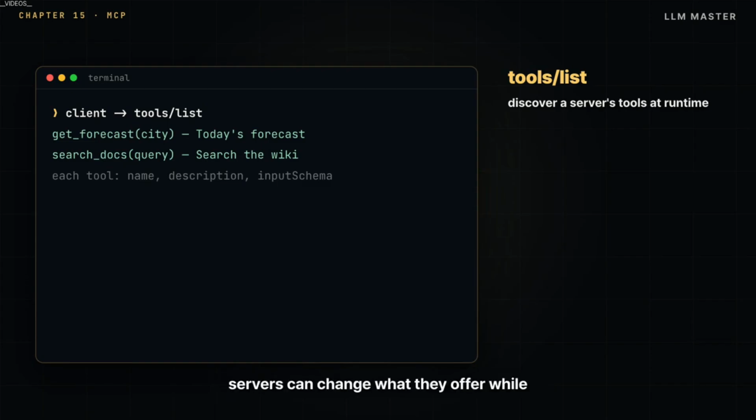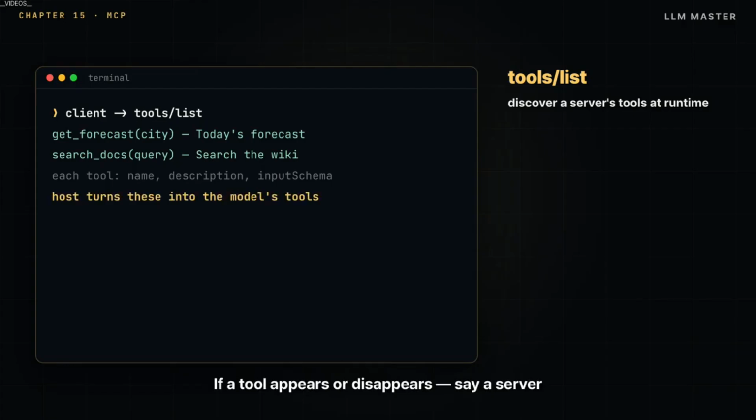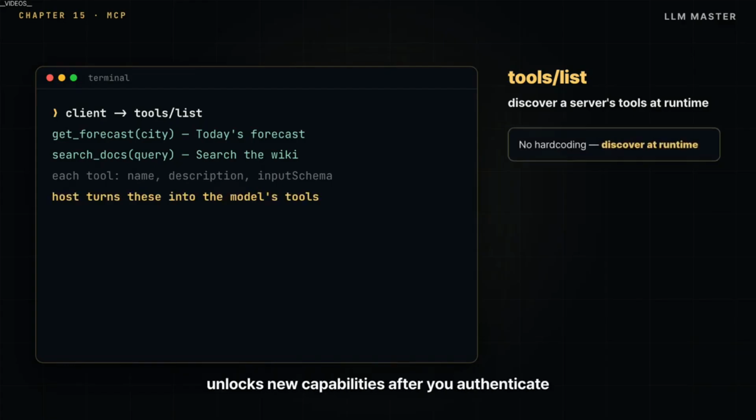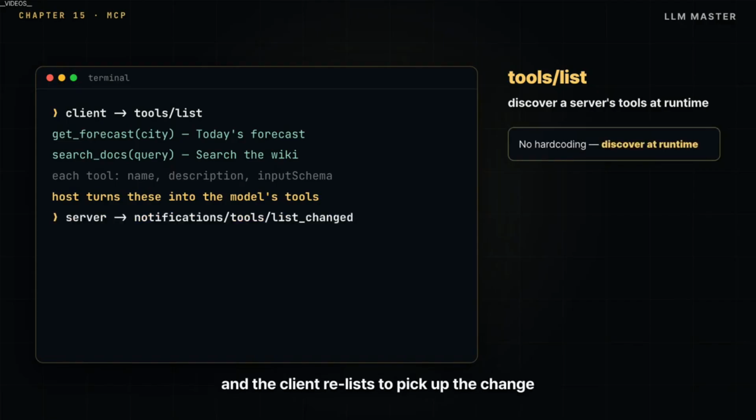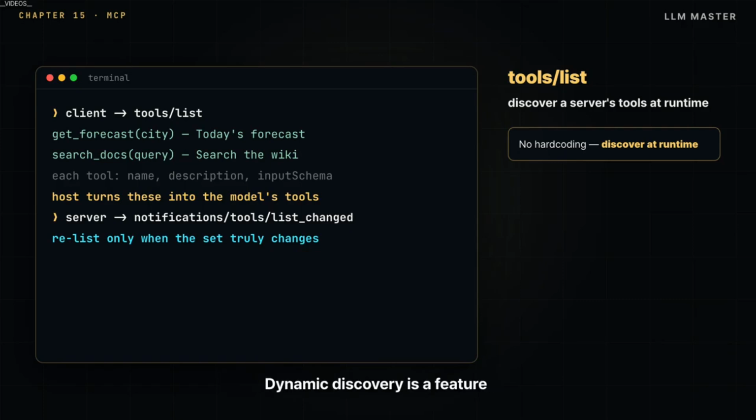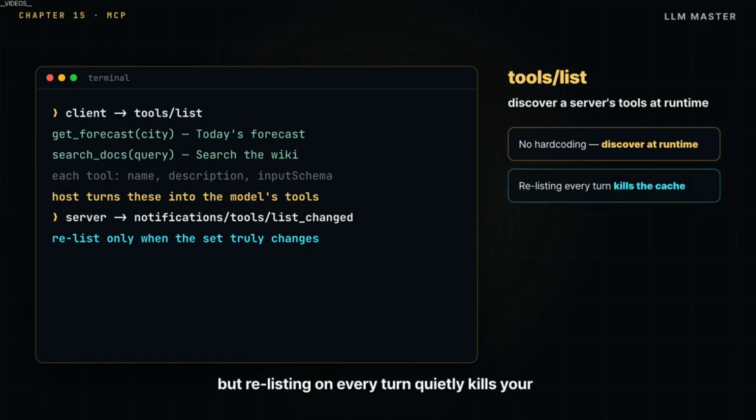Even better, servers can change what they offer while connected. If a tool appears or disappears, say a server unlocks new capabilities after you authenticate, it sends a list change notification, and the client relists to pick up the change. One production caveat worth flagging. Every time the toolset changes, you invalidate the model's prompt cache, because tools sit at the very front of the prompt. Dynamic discovery is a feature, but relisting on every turn quietly kills your cache hit rate. Discover when the set actually changes, not constantly.